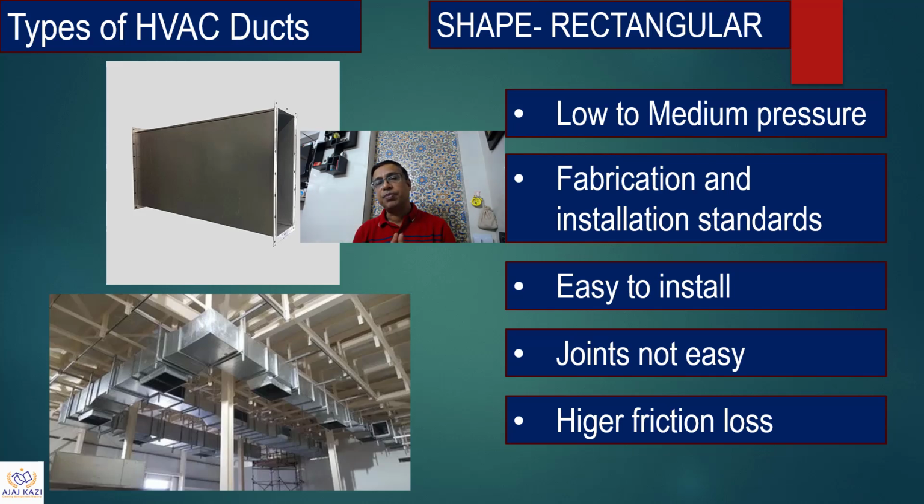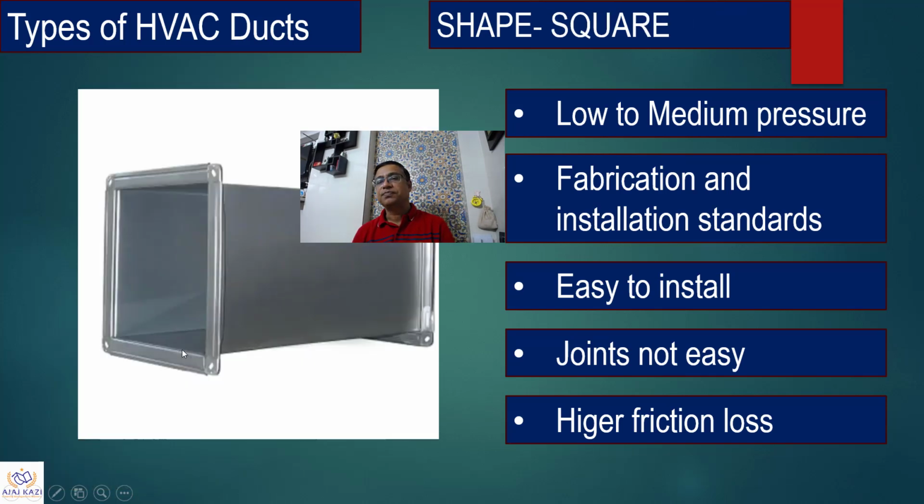The whole aspect of a fabrication standard is to have the right fabrication. The strength of the duct, the joints of the duct, and the supports of the ducts are done properly to handle that kind of pressure. These are easy to install, right? The joints are a little difficult because the types of joints are different, and they have higher friction loss. So this is an HVAC square or rectangular duct. You can see over here how the shape is different. This is a square type. Again, points which are mentioned for rectangular are similar for square.